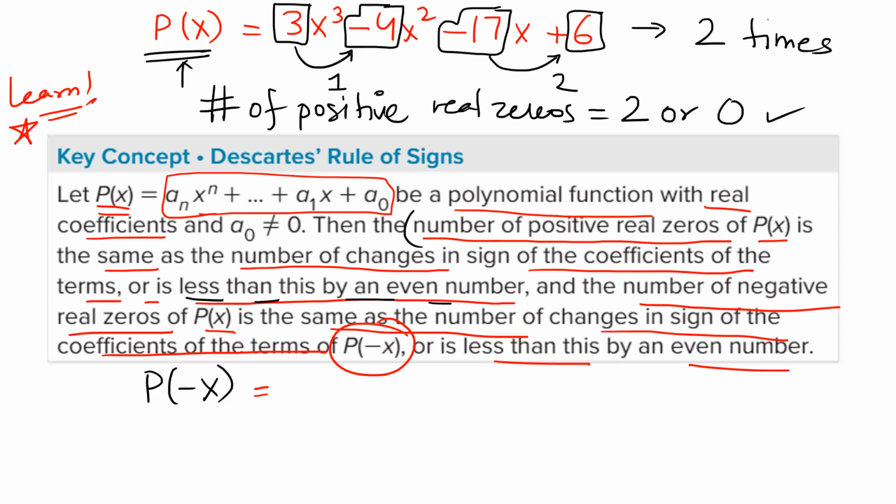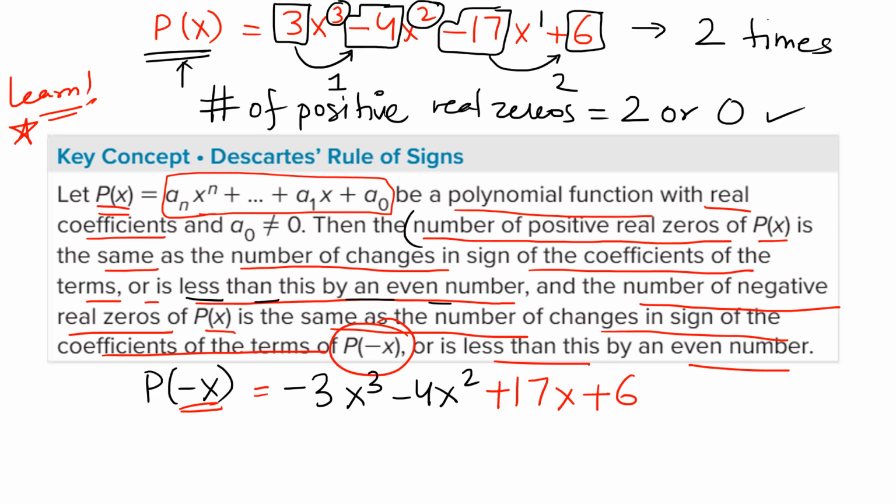See, wherever the power is odd, the sign will change, whereas wherever the power is even, it will remain the same. So here the power is odd, 3. So when I put minus x in place of x, it will become negative. Now here the power is 2, it will not change sign, so it will be the same, minus this one, no change. Now here the power is 1, meaning odd, so if you replace x with minus x, it will become 17, and this has no x, so it is the same number.